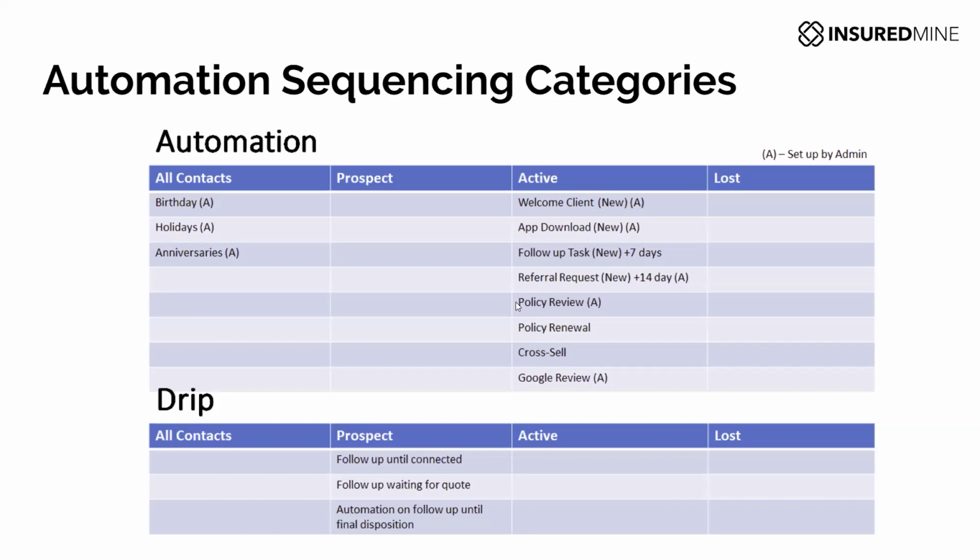When we are talking about sequencing your automation, all contacts, whether it's your birthdays, holidays, and anniversaries, it does not matter whether that individual in your contact list is a prospect, a lead, a lost client, or an active client. Everybody should be receiving at least these three automations, which should be set up in your system. They should be receiving a birthday and holidays, and holidays can be several of those, whether it's Thanksgiving or Christmas or any of those. There are several of those.